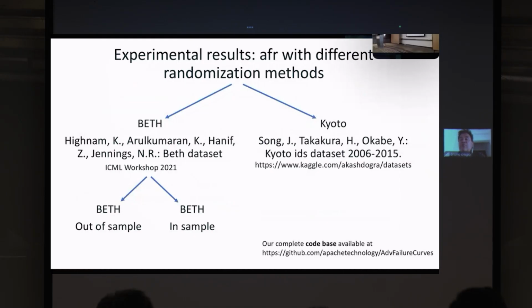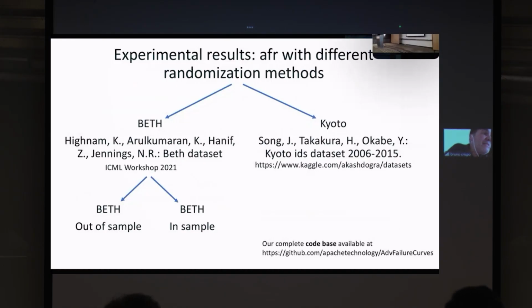And then we tested it with some data sets coming from intrusion detection. So we tried with BET and Kyoto. These are two data sets. They have several millions of entries generated by honeypots, so they are quite probably the best data sets available in the literature. And the BET is also not so old. And with the BET, we tested the out of sample and in sample.